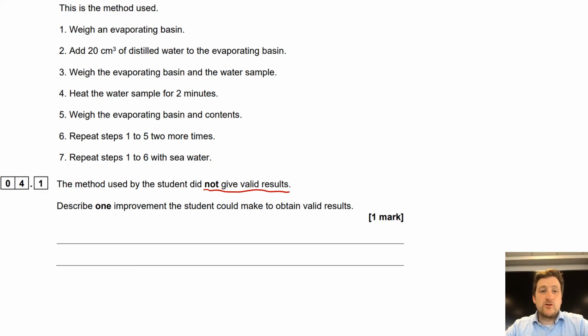They then repeat steps 1 to 5 two more times, and that almost gets to step 6, which is the one method for that water. Then step 7 is they repeat it with something else, with seawater. Now, how do steps 1 to 5 not give valid results? Well, I don't know if all of the water has evaporated. I don't know if every little bit of water has evaporated. The only way I would know that is if I heat to constant mass.